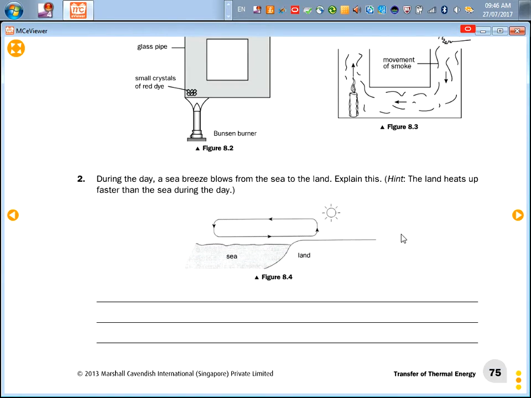Finally, your geography. A sea breeze blows from the sea to the land. That is in the daytime. And they gave you a hint that the land heats up faster than the sea during the day. So during the day, the land heats up faster. Right, then what happens to the air over land? If it heats up faster, what happens to the air over land? It rises. Why?